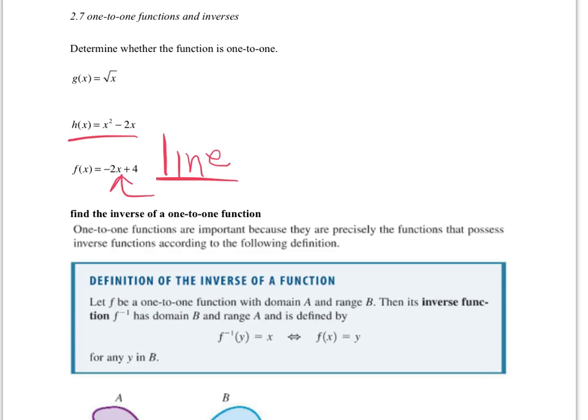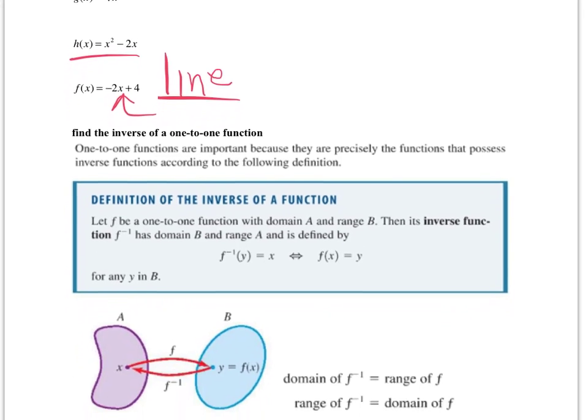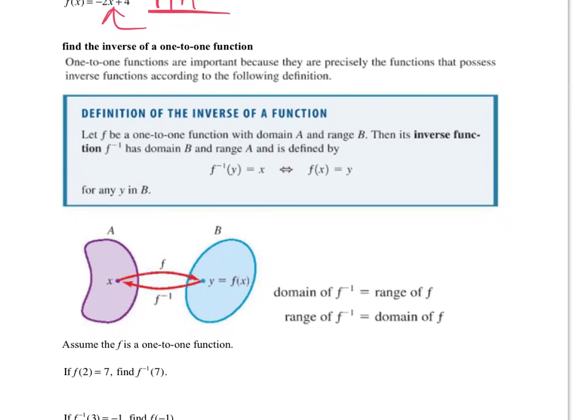Now, the reason we study one-to-one functions, or one of the reasons, is so that we can use them to determine the inverse of a function. It turns out that one-to-one functions are the only functions that actually have inverses. And so, if we can determine that a function is one-to-one, we'll know it has an inverse, and then sometimes we can find the inverse. Sometimes we can't. It just depends.